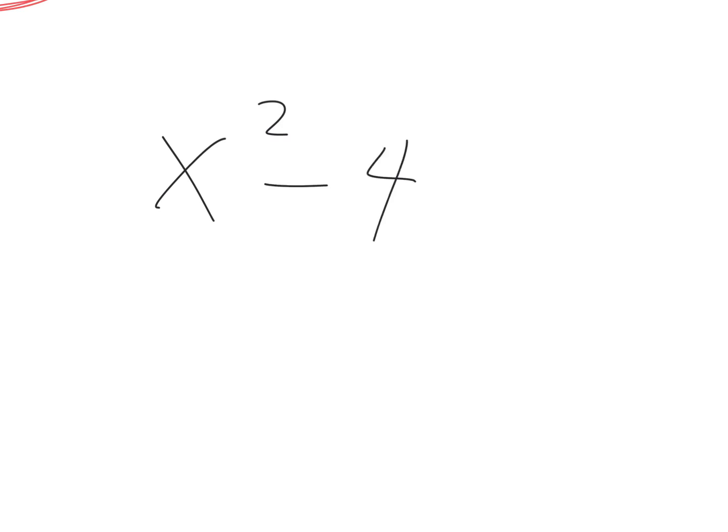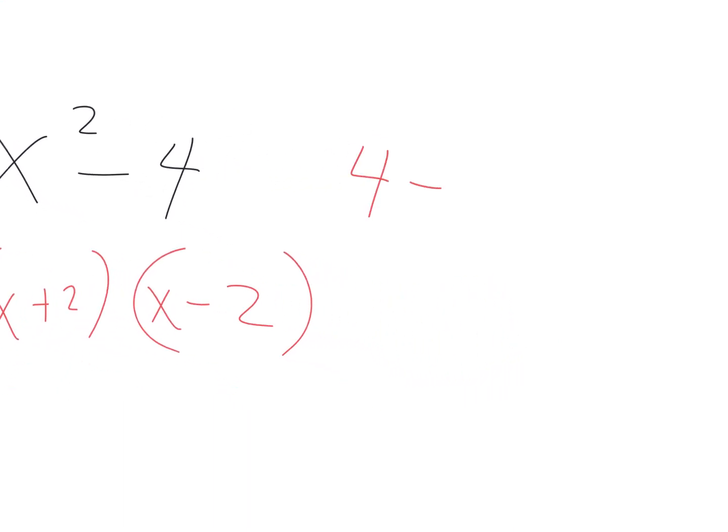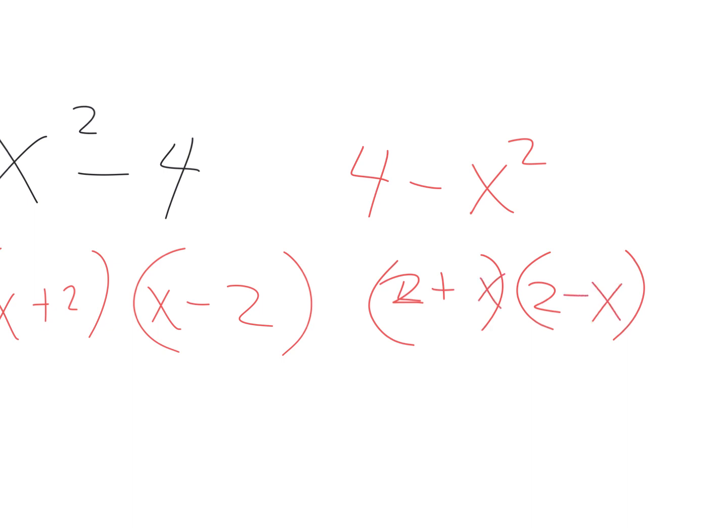Would you factor that? Again, this would be like tangent squared x minus 4, and you'd have to be able to factor it. How many of you remembered x plus 2, x minus 2? Okay, good. Then do you get that if I had reversed this, 4 minus x squared, then the 2's would have to be first, and then a plus and a minus, and the x would be last. Do you get the logic of that?